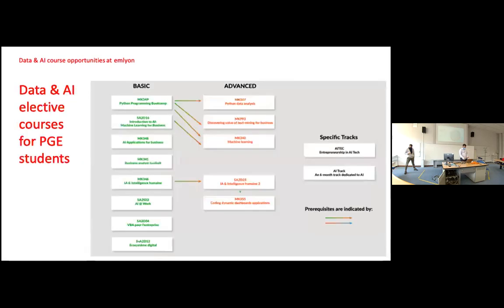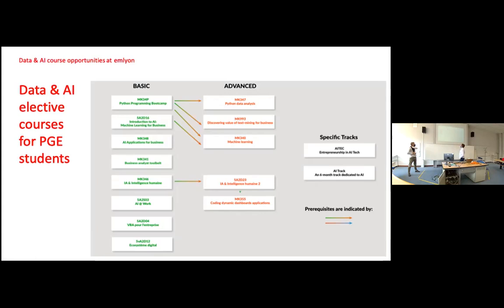So how it is organized: we have quite a lot of elective courses available and offered to PGE students at emlyon. The courses are organized in that way. You have different levels. You have the basic level, you have the advanced level, and you have some specific tracks. If you want to know more about the specific tracks, please refer to the introduction of the 2 specific tracks dedicated to data and AI that happened last Tuesday, but you can still have a look at the video on Facebook link and probably on the Makers board.